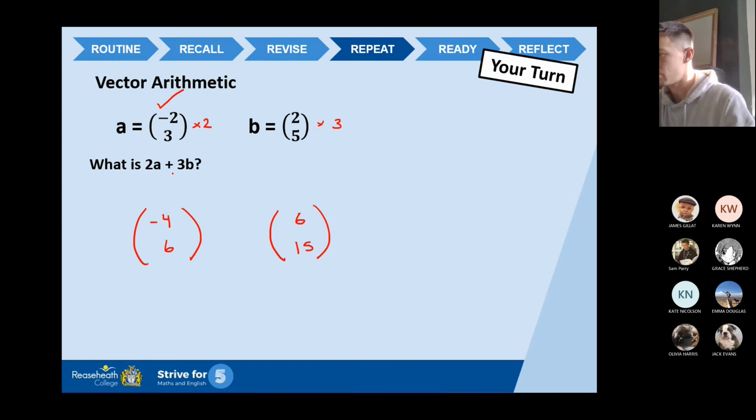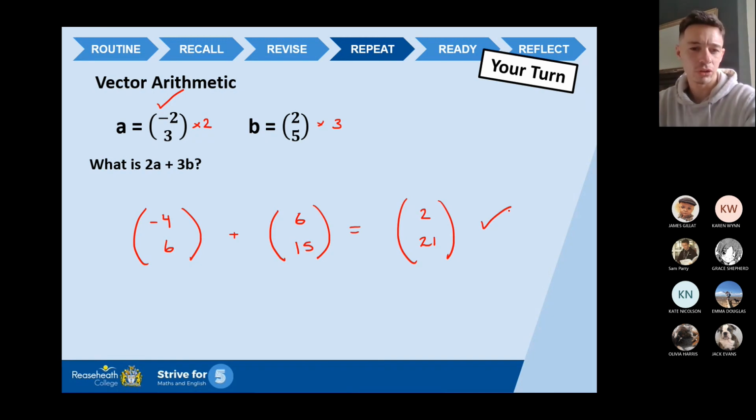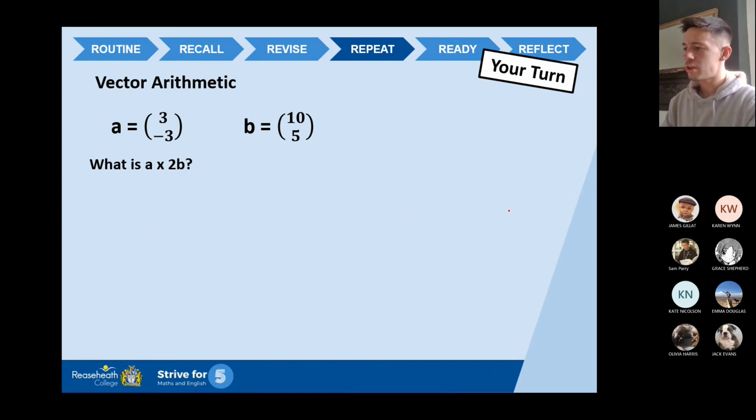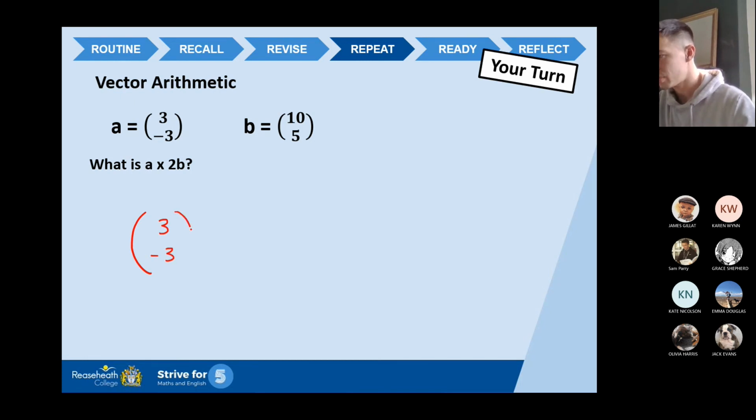Close the brackets. And what we're doing, we're adding them together. Minus 4 add 6 is 2. 6 add 15 is 21. So there is my vector, 2 over 21. The third and final one, a times 2b. Well, a stays exactly as it is, so it's going to be 3 and minus 3. I'm going to times that by 2b. So I'm timesing this by 2.